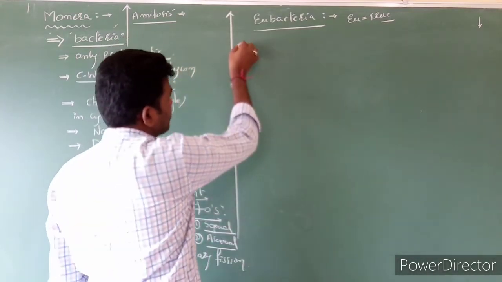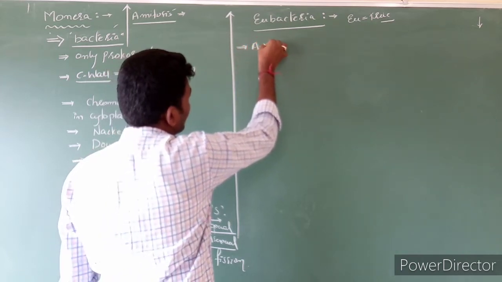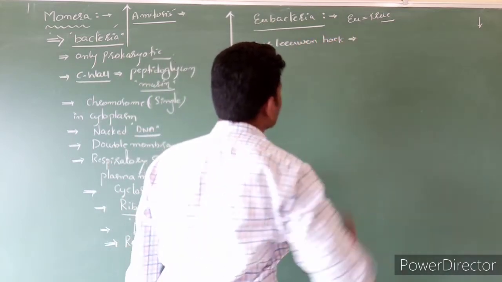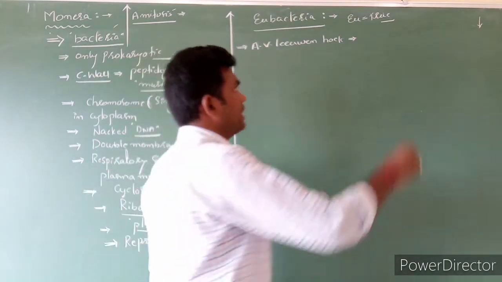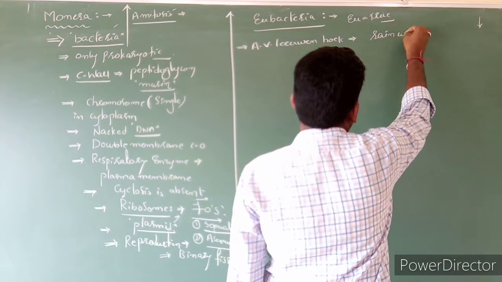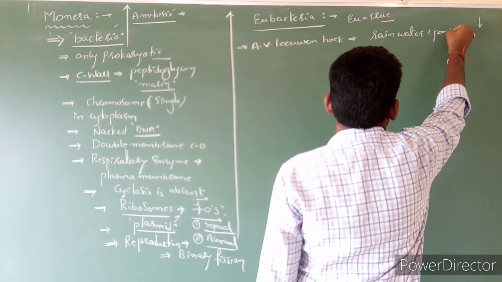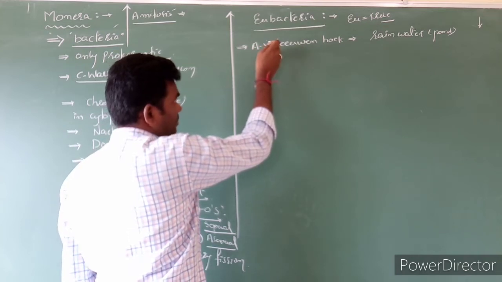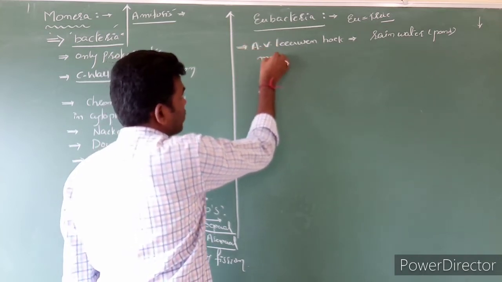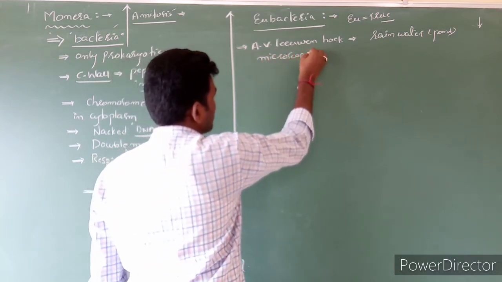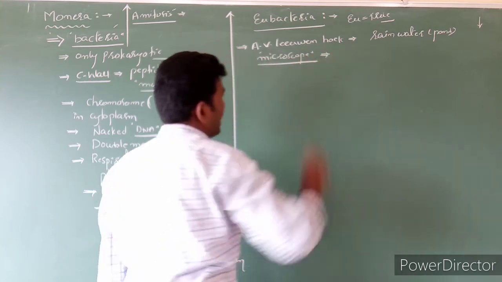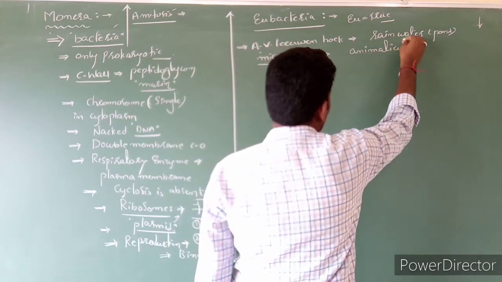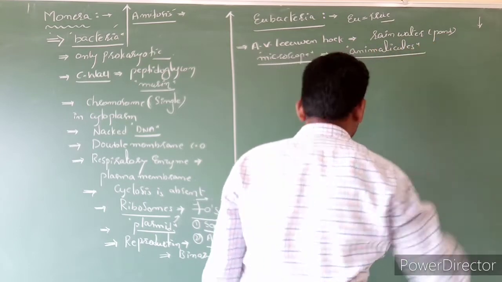Next, these bacteria were first discovered by Anthony van Leeuwenhoek in rainwater as well as pond water. He observed them and discovered the microorganisms with the help of a microscope. He called these organisms animalcules.